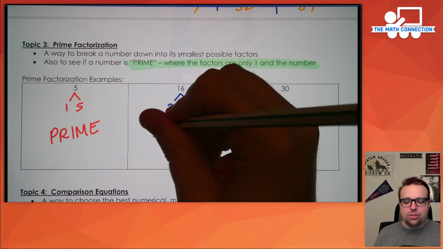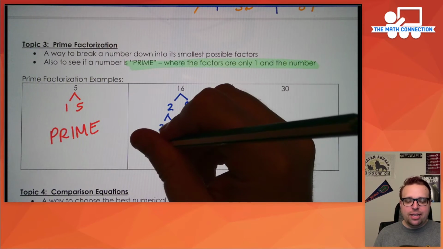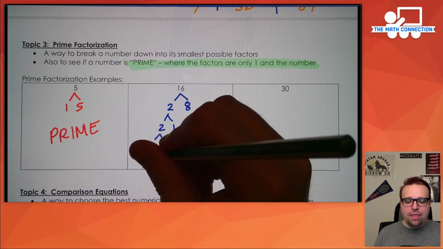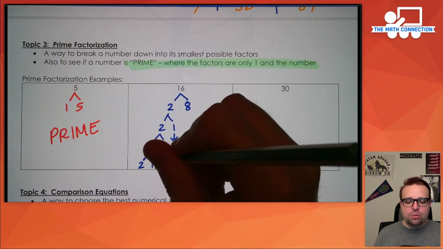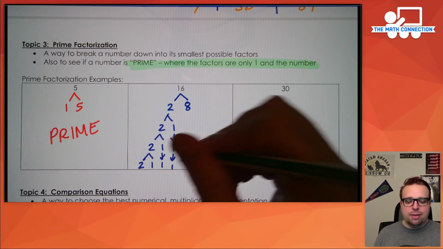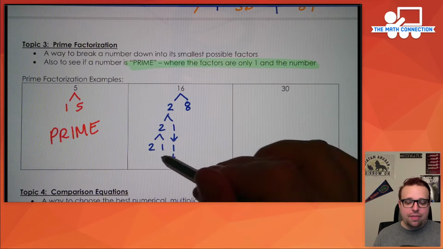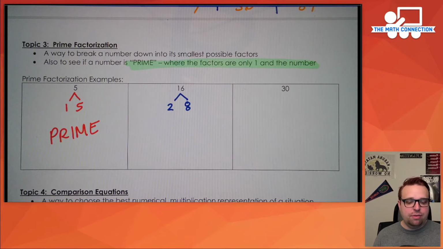happen. If this was 2 and 1, I could keep breaking this down as 2 and 1 and 1, right? And then this would break down as 2 times 1 times 1 times 1. It's going to be like an infinite loop, and we don't want that. We don't want any of that. If a number is prime, then you just leave it as itself, okay?